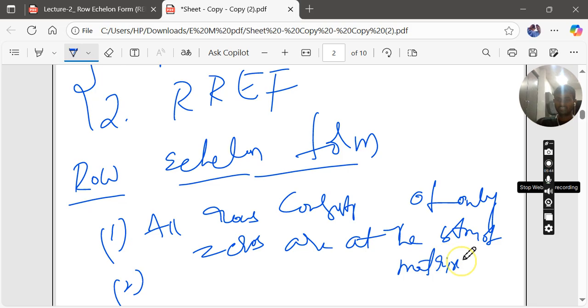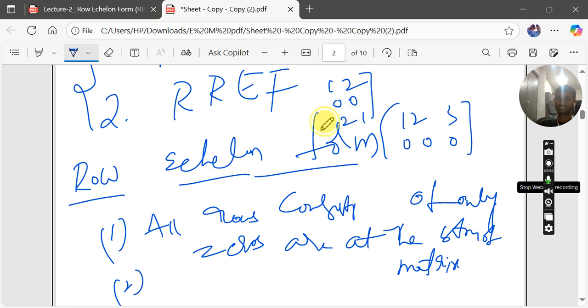Means, for example, if we have a zero row, it should be at the bottom. For example, I am having this example. Now here it is satisfying the first property. Similarly, if I have one more example, 1 2 0 0 2 1, here it is violating the first rule. Why? Because if there is any complete zero row, it should be at the bottom.